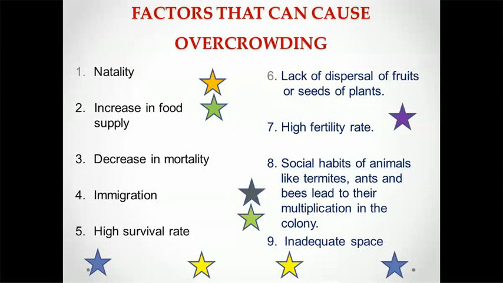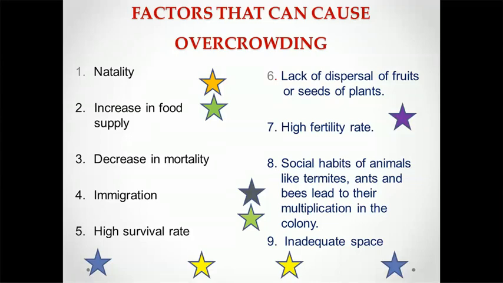Alright, now what is the meaning of dispersal of fruit? It simply means the spreading of fruits or seeds from the parent plants to other places. All right. Now, when this is not done, it will lead to overcrowding around the parent plant. Number 7, high fertility rate.